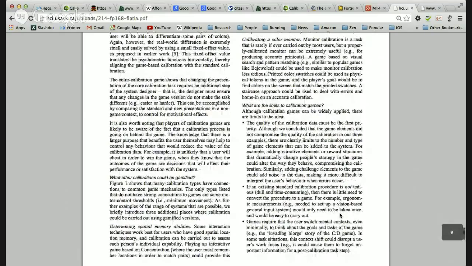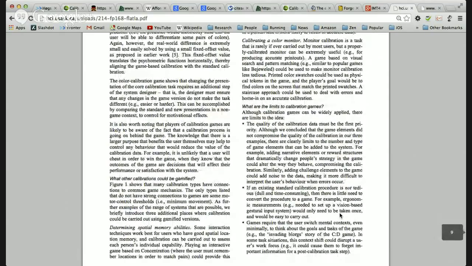But if you were doing this in real life, you have to make sure that the game that you're making actually produces data that is still valid. So in real life, it probably would take more time than what they used to create games like this.